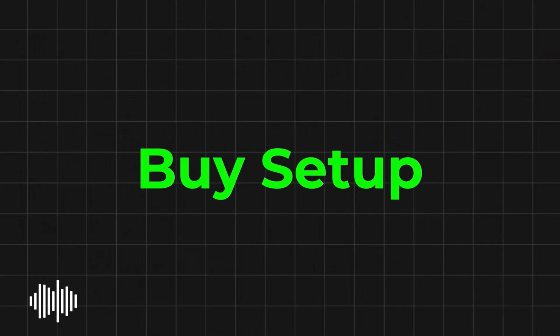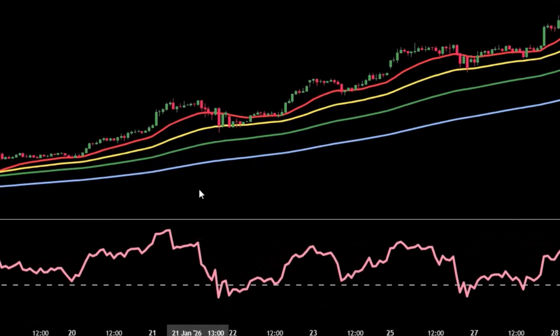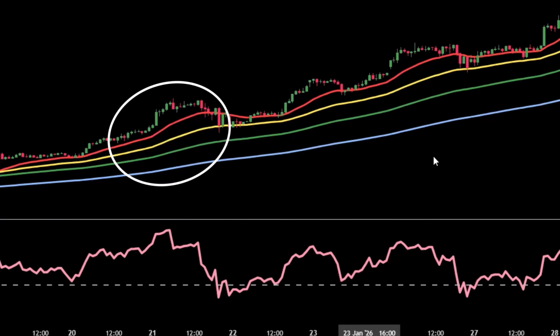Buy setup. Now let's build a buy setup on a real chart. The first thing we check is the Moving Average Ribbon. Remember, the ribbon has two jobs, and we want it to pass both. First, it should confirm an uptrend. The shorter EMAs should be above the longer EMAs, and all four lines should be sloping upward.